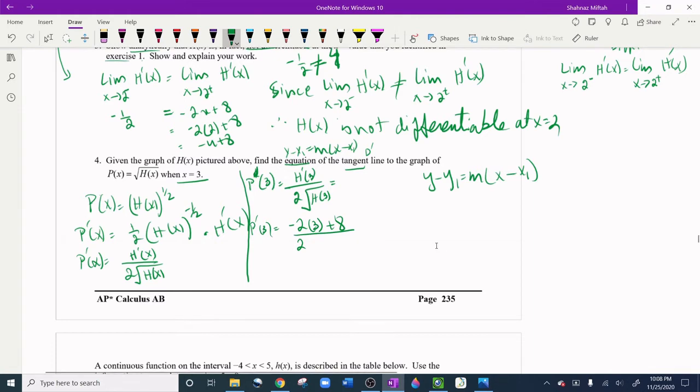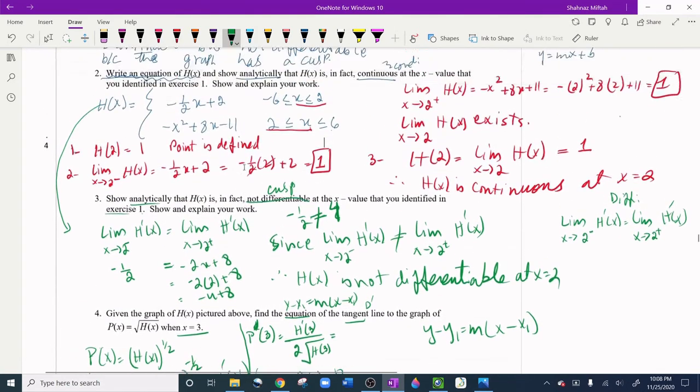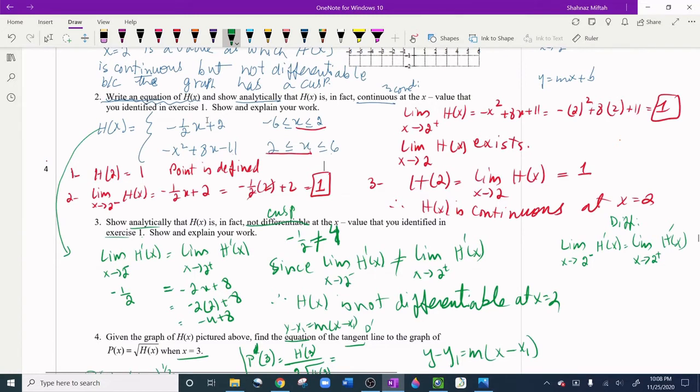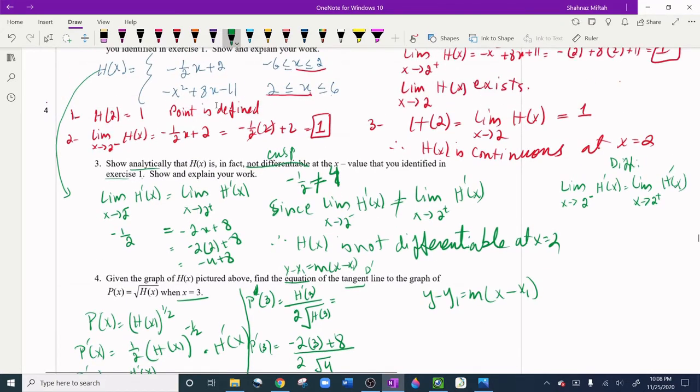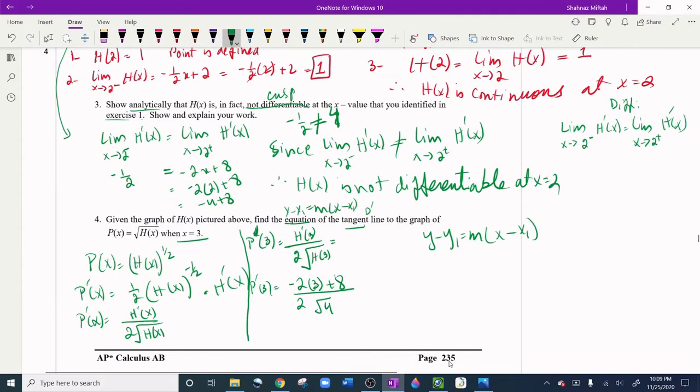So you're going to plug in 3 in the h function, the original. And for the original, should I use this piece for h3 or this function piece? I'm using that one because 3 is between 2 and 6, so I'm still going to use that one. When I plugged in 3 in this equation, it was negative 9 plus 24 minus 11, and it gave me square root of 4. So now I have negative 6 plus 8 over 4, because 4 is a perfect square.